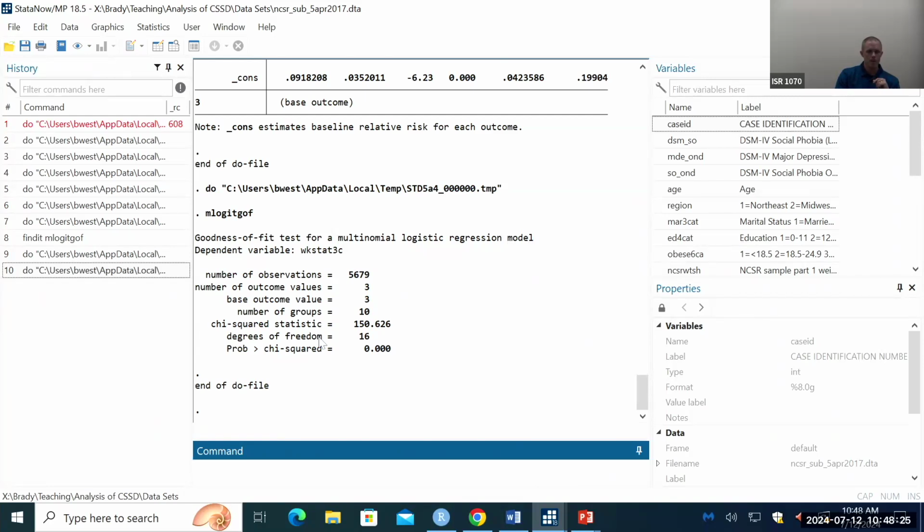Okay, any questions about those interpretations for the multinomial model? Any questions about the coefficients, the Wald tests, the way the output is presented, the goodness of fit tests? Any questions about any of these elements of the multinomial model? Very good. Okay, let's move on to ordinal.